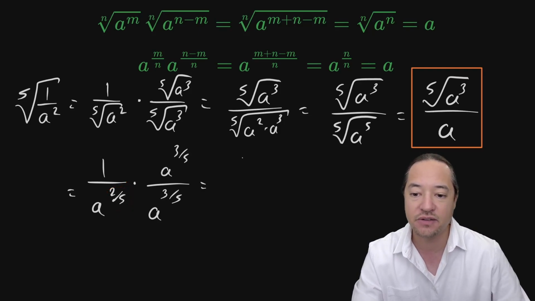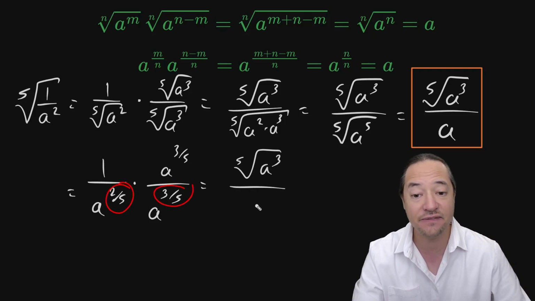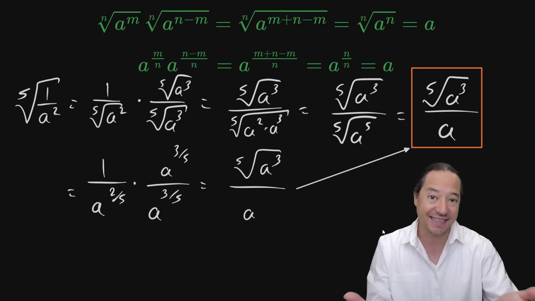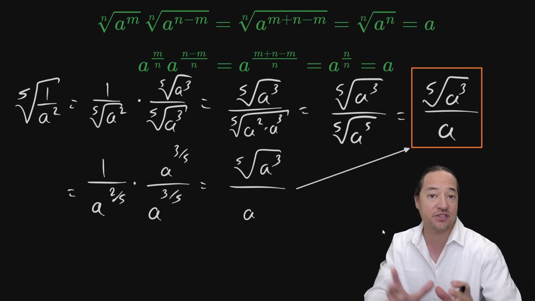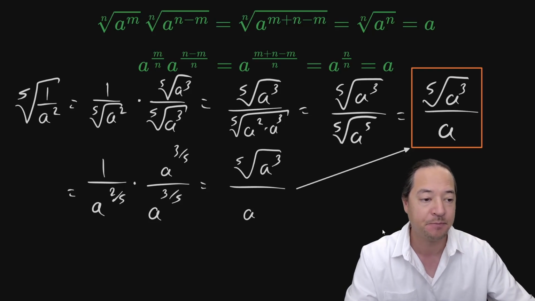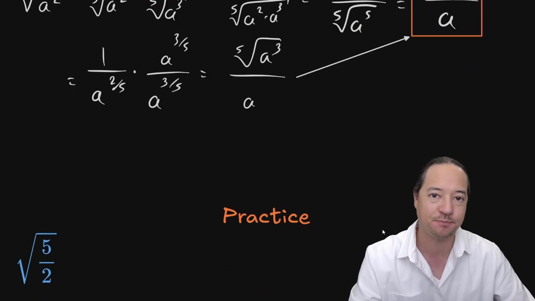So I'll wind up here with the 5th root of a cubed over 2/5 plus 3/5 is 5/5, right? So that's just going to be a to the 5/5, which is a to the 1st power, which is just a. Look at that, we get the same answer. Okay, so this is the process you want to follow to rationalize the denominator. Let's try a few practice problems before we call it quits.